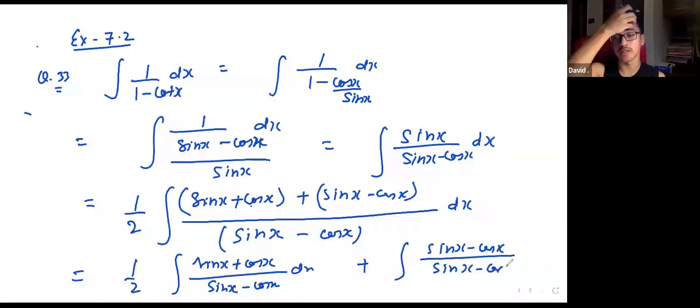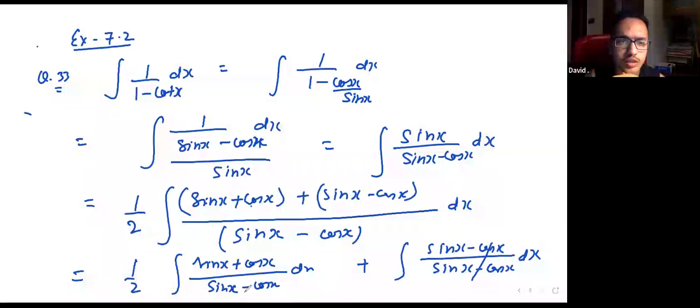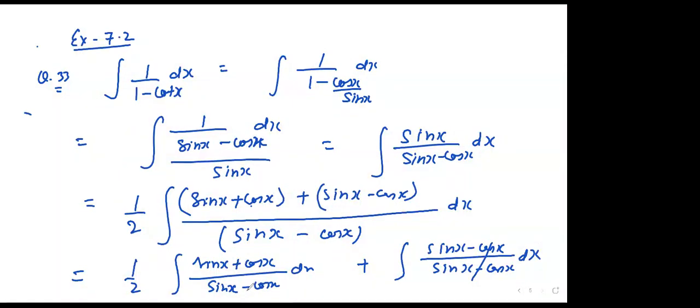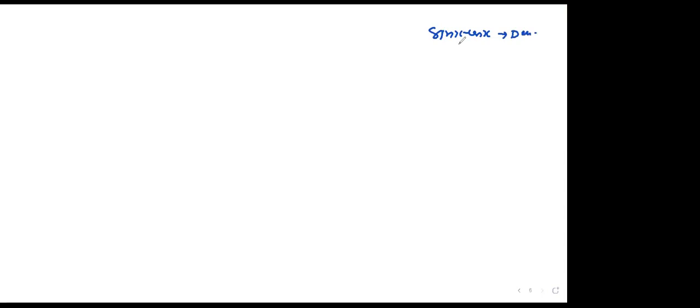And now we are left with sine x plus cos x in the numerator. If you take sine x minus cos x as t and substitute, you will get the numerator. That was the purpose. One tip I am giving over here: if you have sine x minus cos x in the denominator, then bring sine x plus cos x in the numerator. If we have sine x plus cos x in the denominator, then bring sine x minus cos x in the numerator. Why is that?